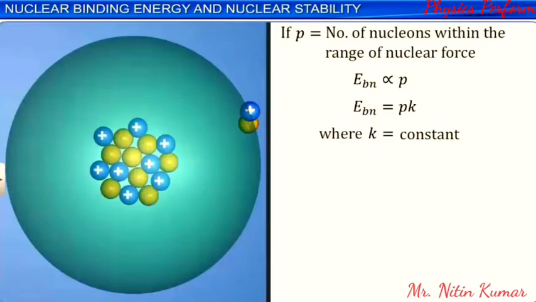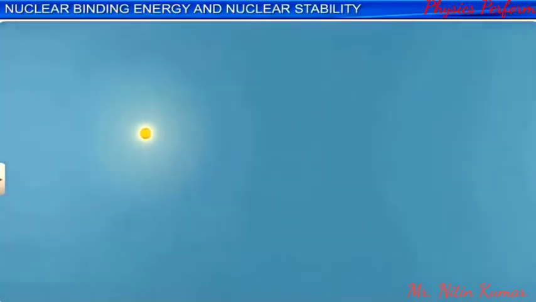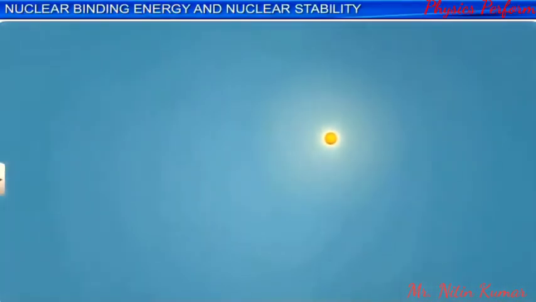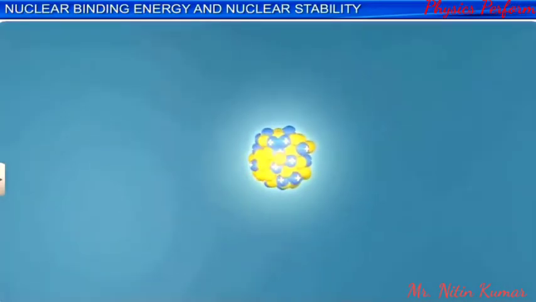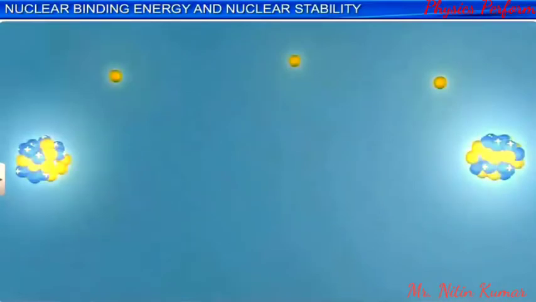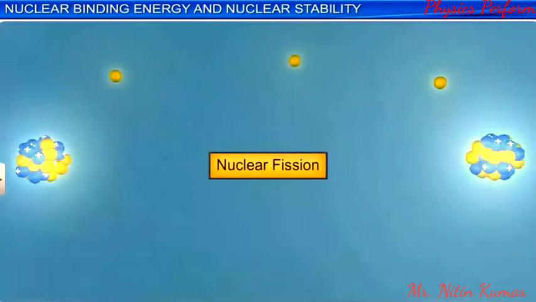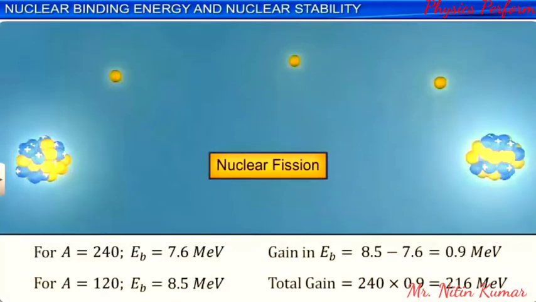A very heavy nucleus, say A is equal to 240, has lower binding energy per nucleon compared to that of a nucleus with A is equal to 120. Thus, if a nucleus A is equal to 240 breaks into two A is equal to 120 nuclei in a process called nuclear fission, the nuclei get more tightly bound and hence become more stable in the process. This shows that a large amount of energy would be released in this process. This is the reason for the high energy release in nuclear fission.